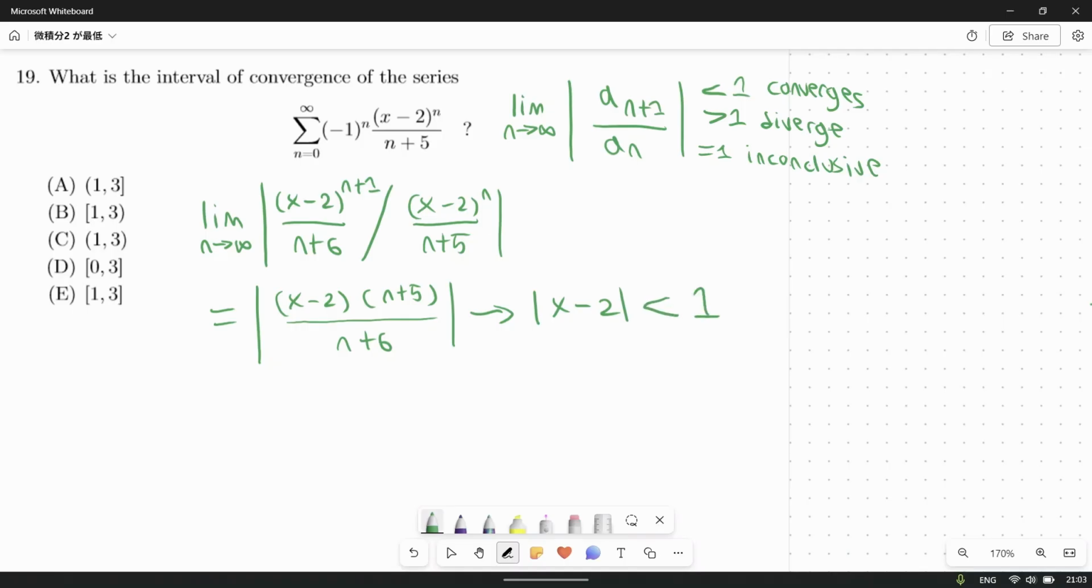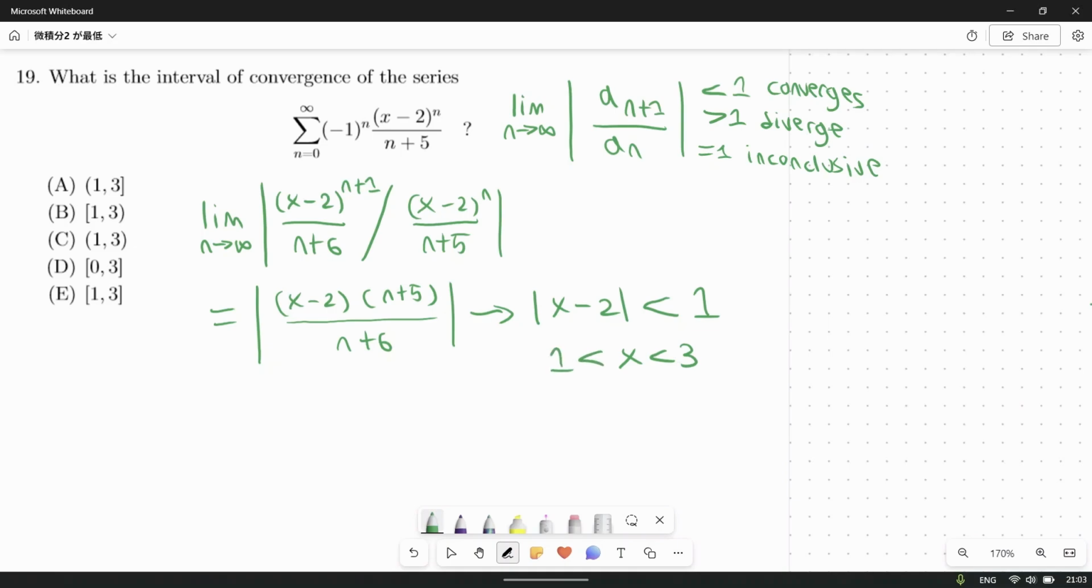And since we're dealing with absolute value here, we're going to end up with boundaries at the top and also the bottom. And so what that's going to look like is you're going to end up with an inequality where x has to be less than 3 and greater than 1.